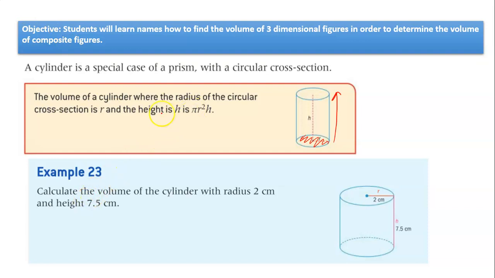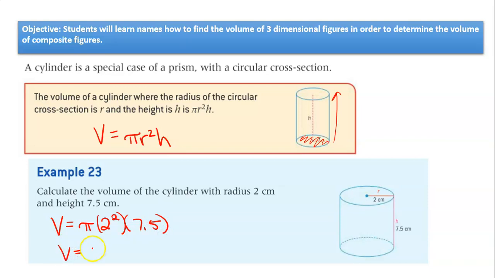All right, so using this formula for a cylinder, volume equals pi r squared h. It says calculate the volume of the cylinder here with a radius of 2 and a height of 7.5. So it's just substitute in and solve. So pi times 2 squared times our height of 7.5. When you type that all into the calculator, you get 94.2, and this is centimeters cubed. And again, volume is cubed units.